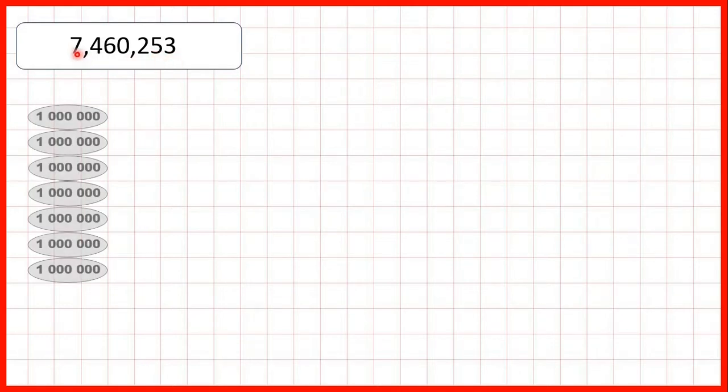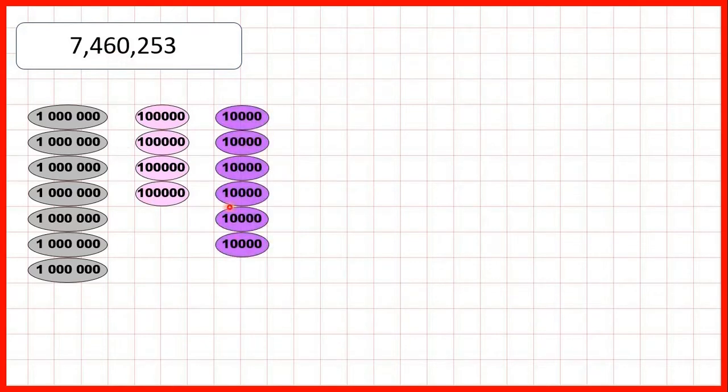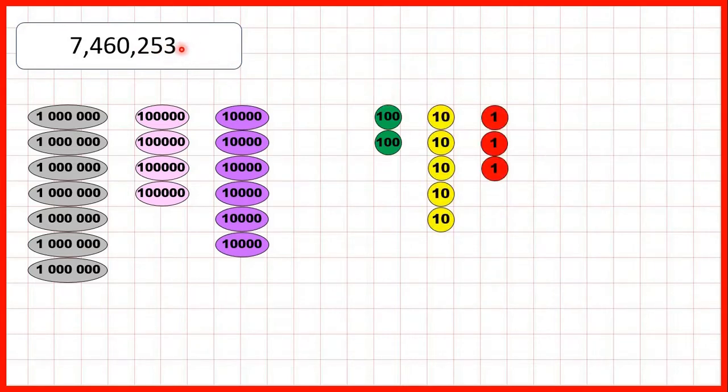Our last number was 7,460,253. So that's 7 in our millions, 4 in our 100,000s, 6 in our 10,000s, 0 in our thousands, so we don't show any 1,000 place value counters. We have 2 in our hundreds, 5 in our tens, and 3 in our ones.